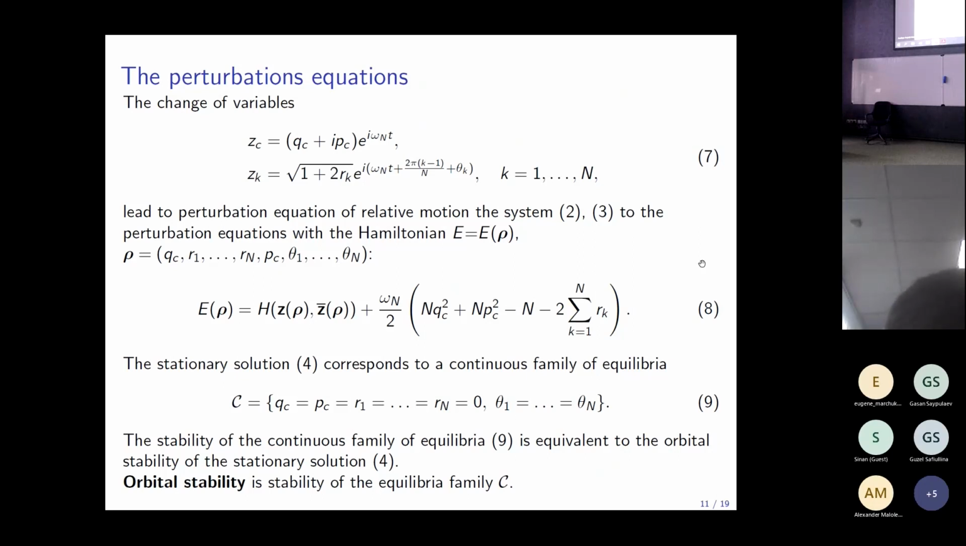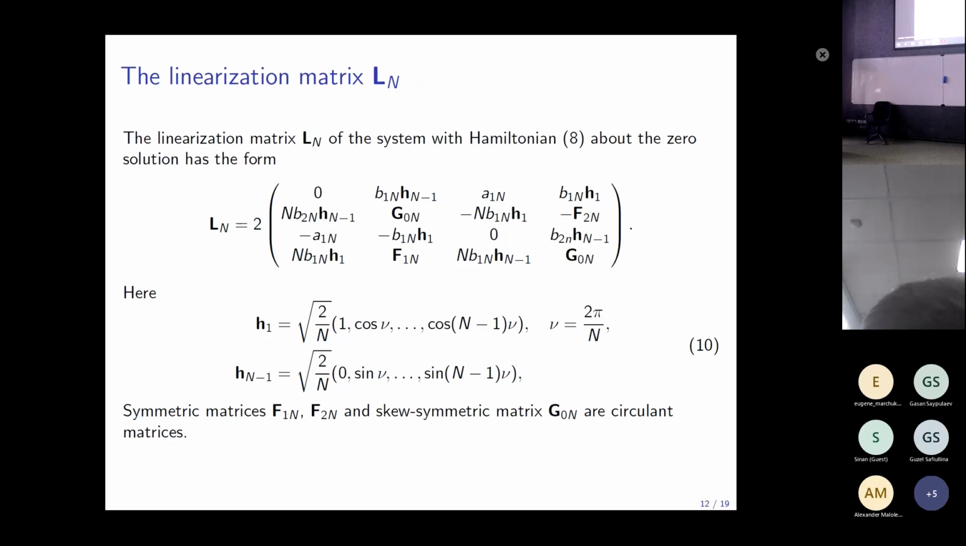The stationary solution 4 corresponds to a continuous family of equilibria C. The stability of the continuous family of equilibria 9 is equivalent to the orbital stability of the stationary solution 4. And orbital stability in our problem is stability of the equilibrium family C. Next slide, please.